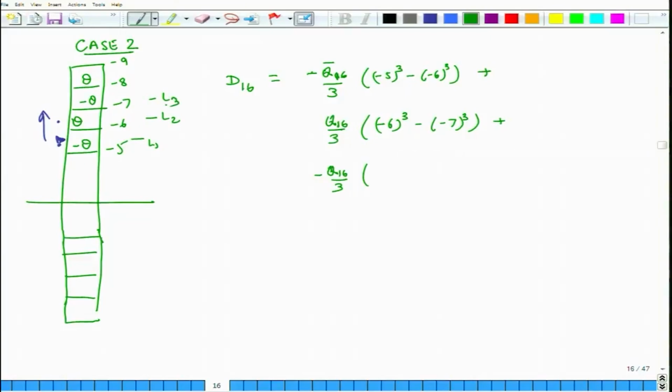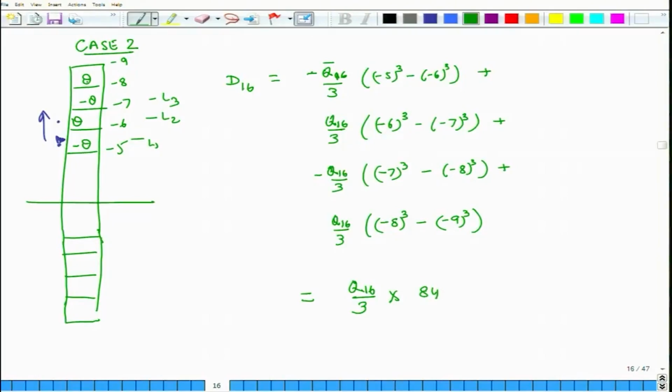So, this is L3, this is minus 7 cube minus minus 8 cube plus Q16 bar by 3, and what you get is minus 8 cube minus minus 9 cube. Okay. So, if you do all the math and you add up everything together, what you get is Q16 bar divided by 3 times 84.